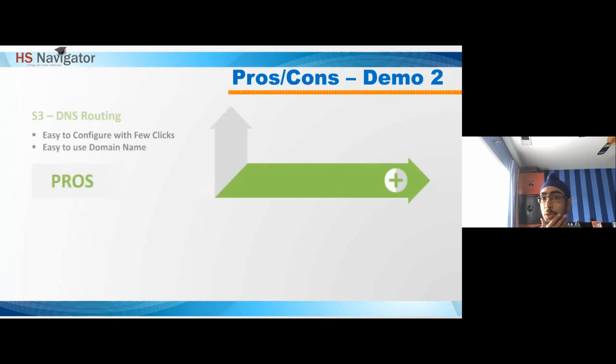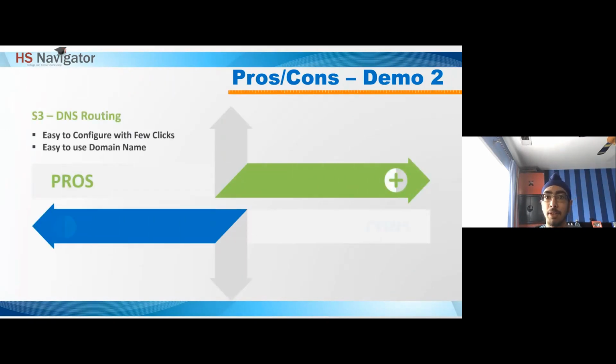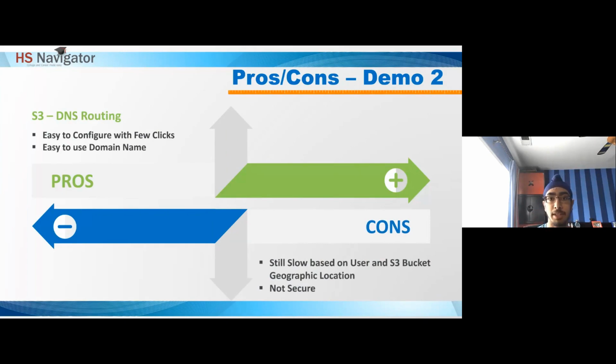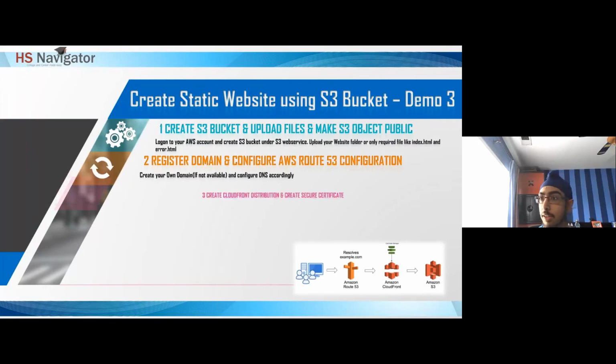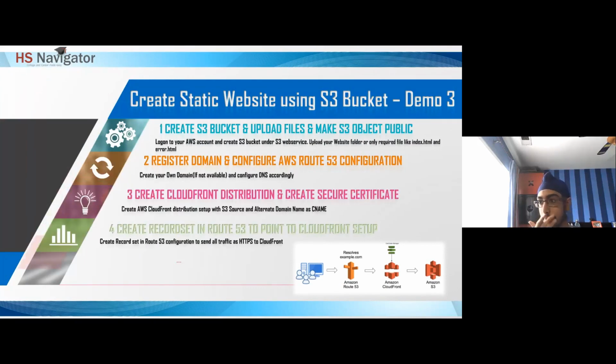So with demo 2, without using CloudFront, it's easier to configure with 2 clicks, and you can use the domain name, but it's still slow based on the user and S3 bucket location, and it's not secure. But with CloudFront in demo 3, which is what I'm going to do, not only is it available across the globe, it's also secure as well. And so these are the basic steps that I'm going to be going over.